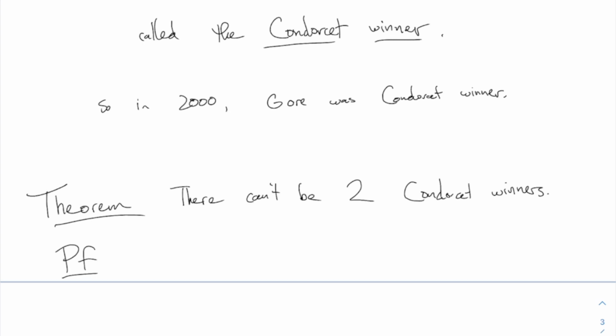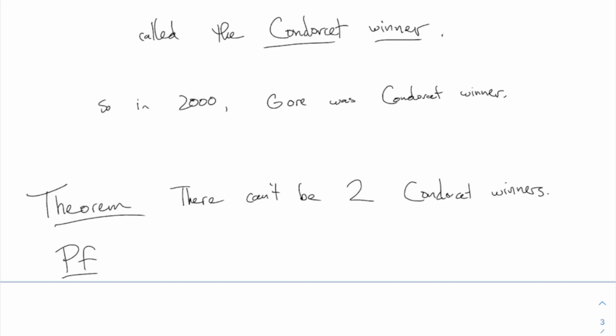We're not going to do a lot of theorems and proofs in this class, but every so often we will, because that's really what mathematics is all about. There cannot be two Condorcet winners. We can prove this. Remember, Condorcet winner means that it's one person who would have defeated all of the other people in one-on-one matchups. This is a common type of argument in mathematics.